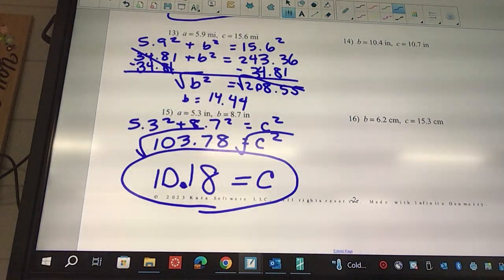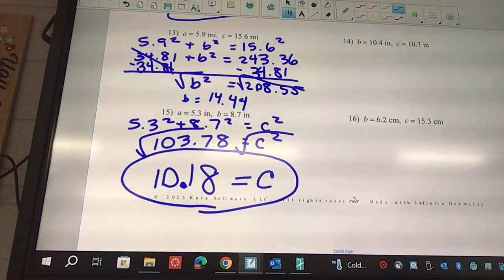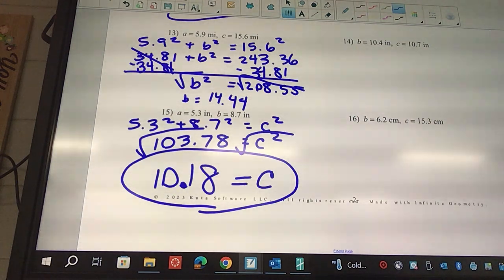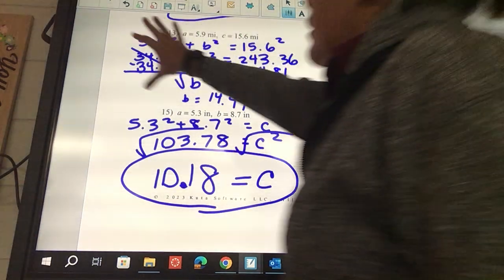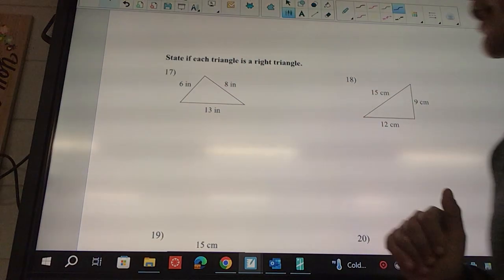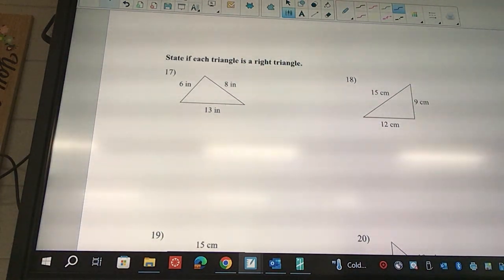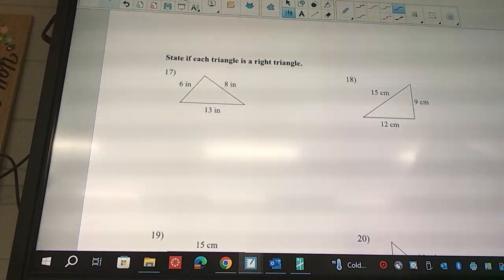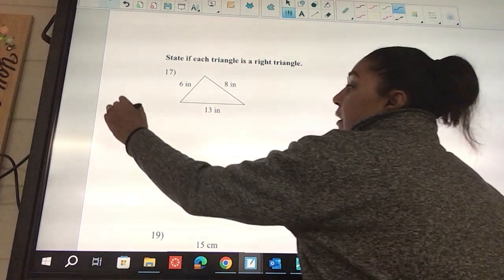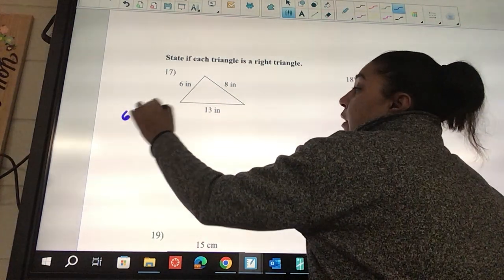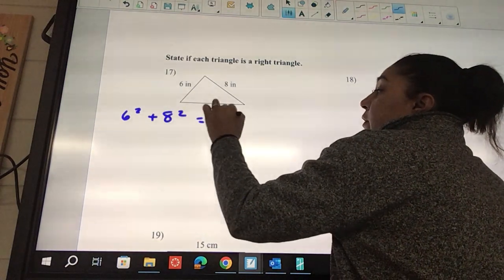Okay, the next section, they want to know if it is a right triangle. Okay, and we did these probably last Friday. So we can look at these. Which one has to be C? The biggest one. Okay, so the 13 is going to be the C. So we're going to say 6 squared plus 8 squared equals 13 squared.